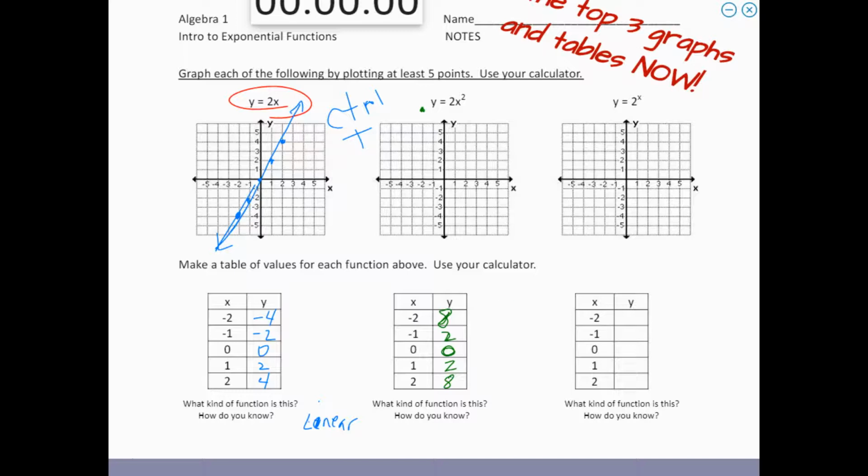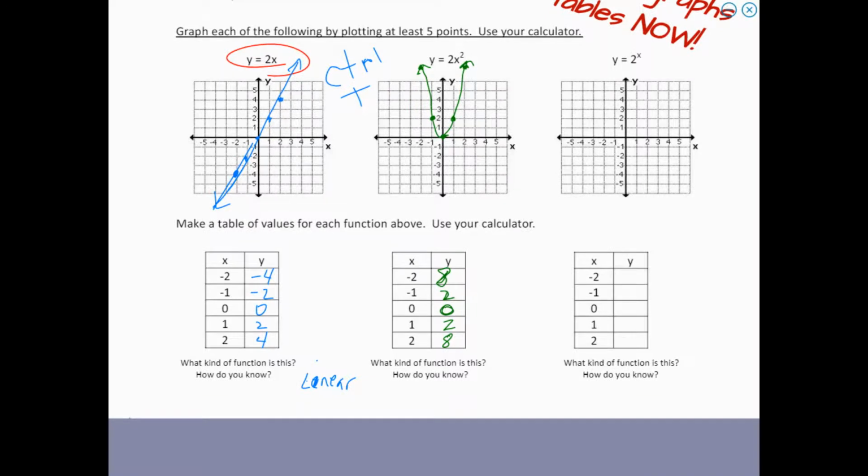Nope. Because you have -2 squared, and -2 times -2 is +4 times 2 is 8. So then we have -2 and 8, -1 and +2, 0, 0, 1 and +2, and 2 and +8. So when you connect all of your dots, you get this parabola, this U-shaped graph. Do you guys remember what kind of function that is? Exponential. Not exponential. Ooh, a quadrant. It's quadratic.